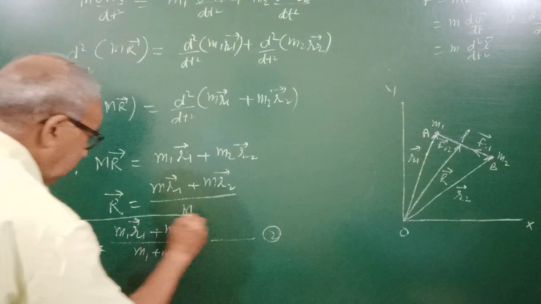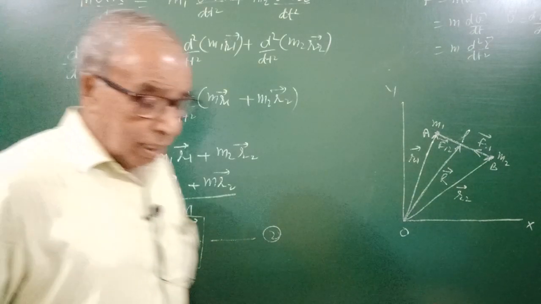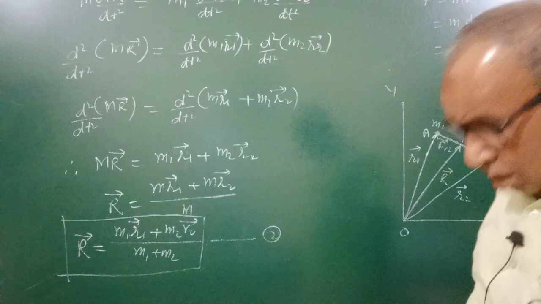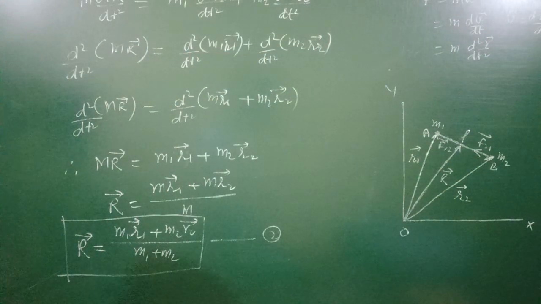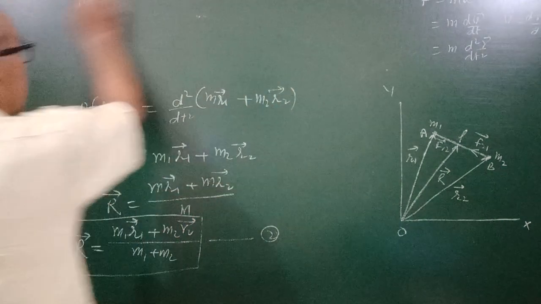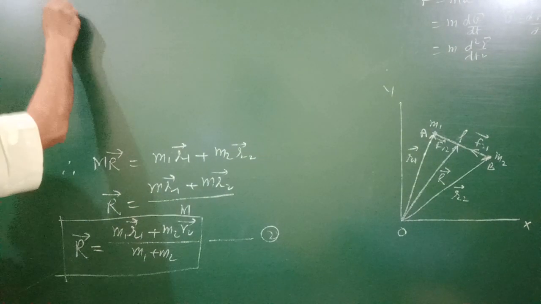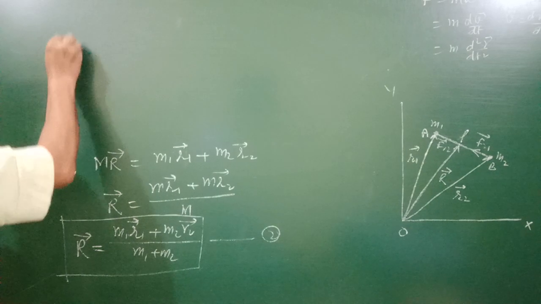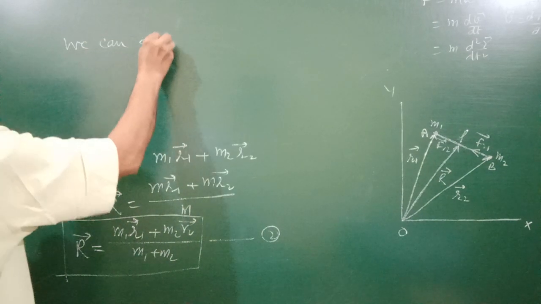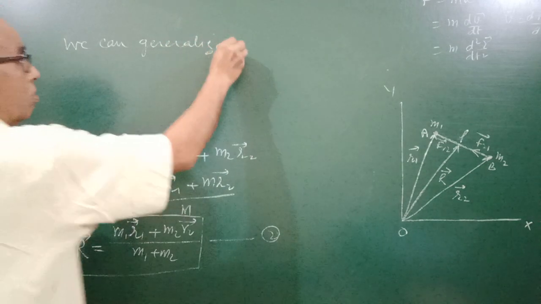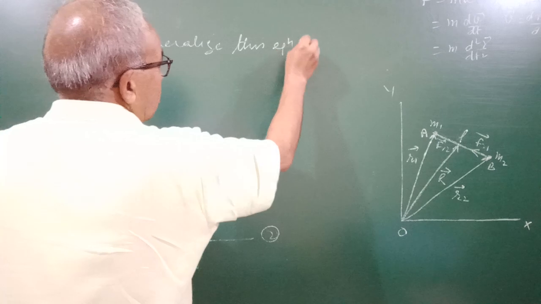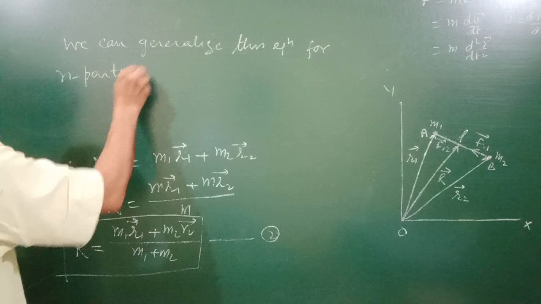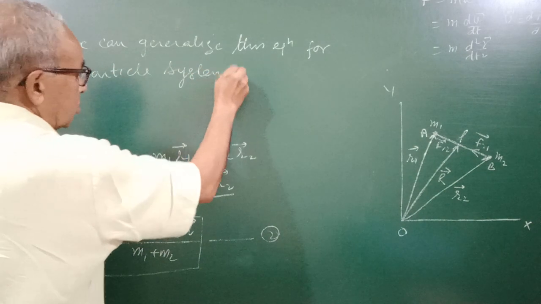This is the position vector in terms of masses of bodies and their position vectors. Here you will be feeling something troublesome, but think simple. When I come to further, we can generalize this equation for an n particle system.